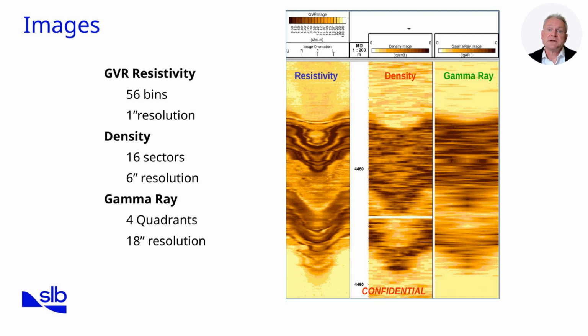Looking at the three images side by side, resistivity at high resolution, density with coarser detail, and gamma ray with quadrant level coverage. From left to right, the increasing coarseness of measurement highlights the trade-off between resolution and depth of investigation. Collectively, these images illustrate how LWD tools provide complementary formation information.